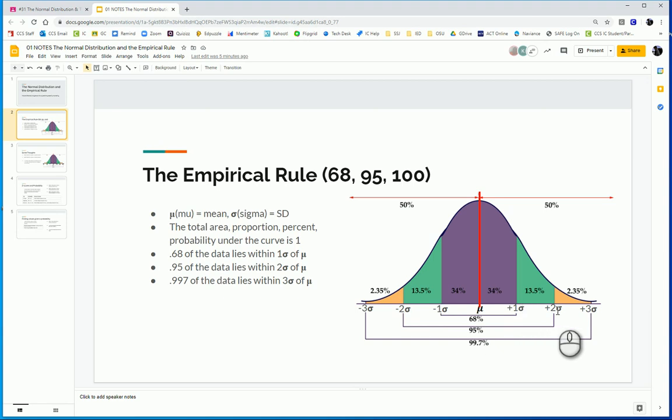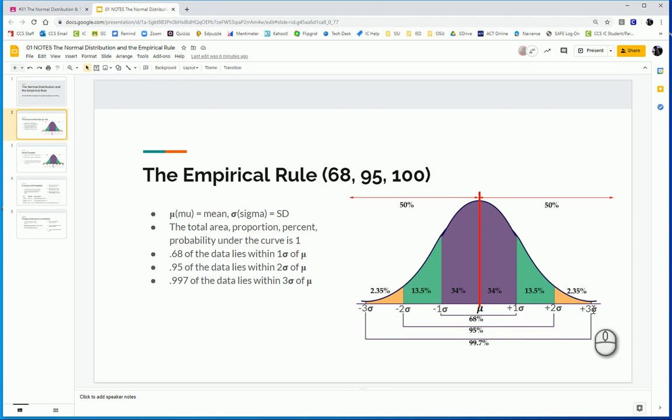If you go up another standard deviation to 2 standard deviations, you get a further 13.5% to the right, a further 13.5% to the left. And if you add up all 4 of these sections, the green, the 2 purples, and the other green, that would give you 95%. So 95% of the data is within 2 standard deviations. And then finally, 99.7, or pretty close to 100, that's why we say 68, 95, 100, is within 3 standard deviations.